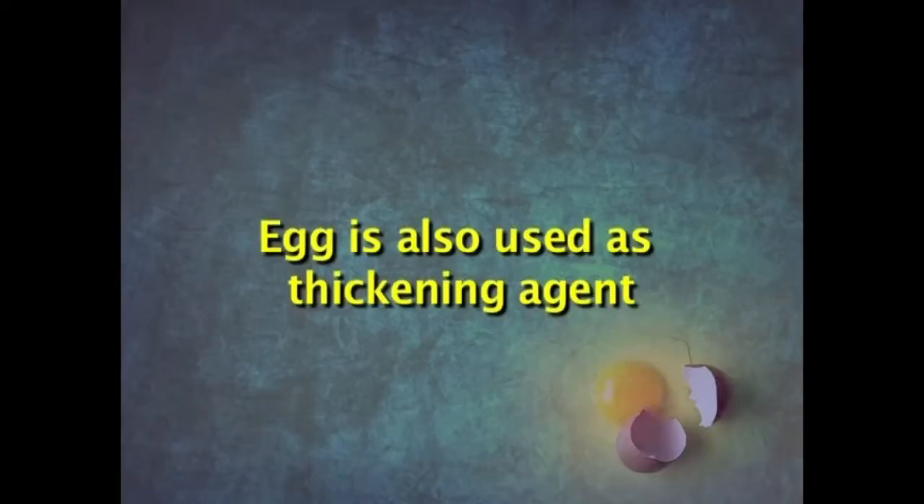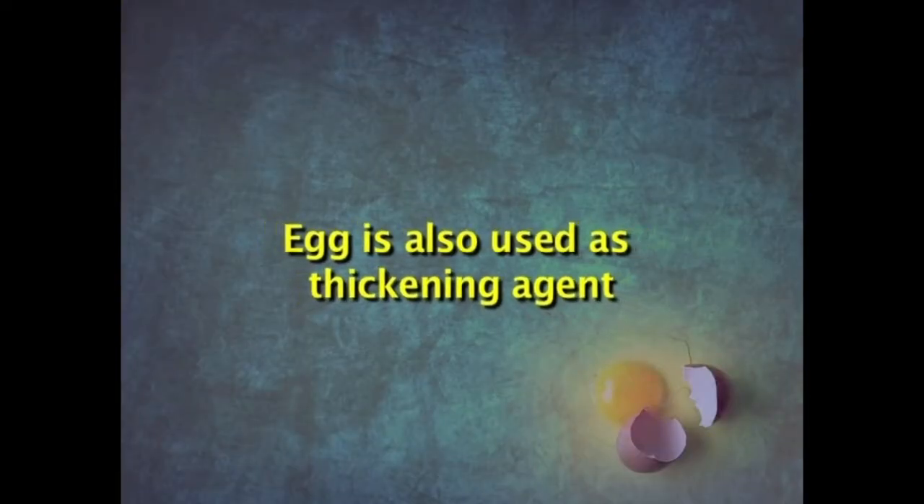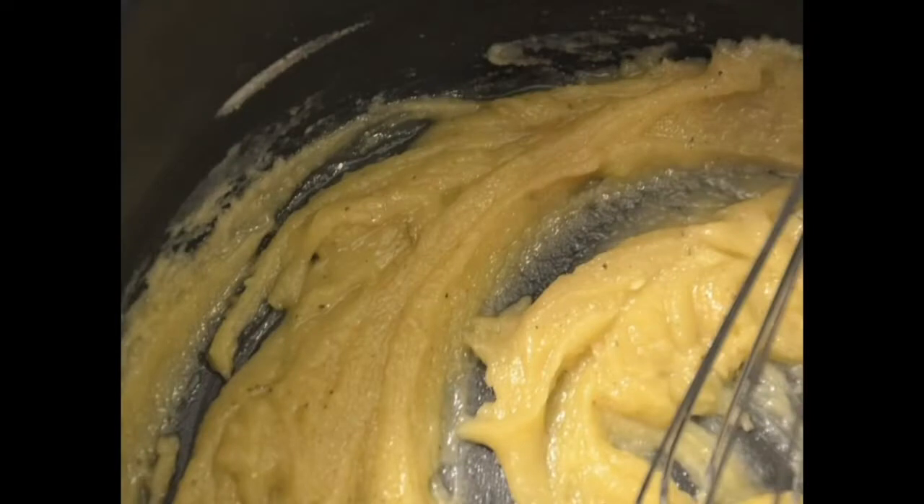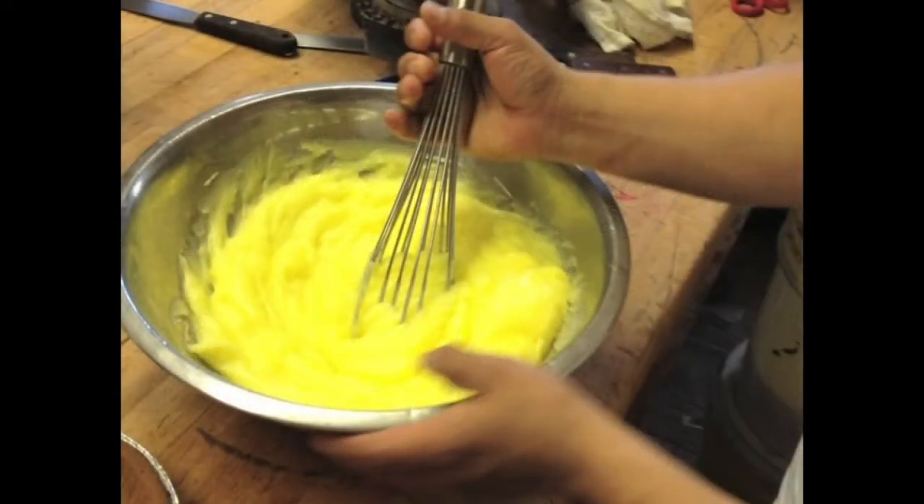It's a good source of protein as well as vitamins and minerals, particularly vitamins A and D. It's also very easy to prepare. It can be prepared in a very short time. Egg is also used as a thickening agent, for example, while preparing custards like stirred custard, baked custard, and a variety of puddings.